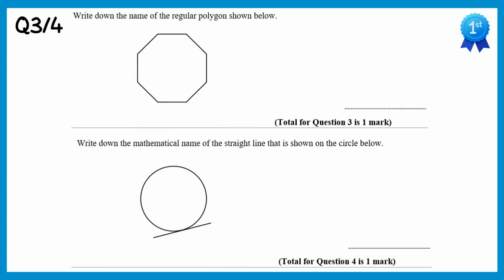An 8-sided shape is called an octagon, so this is a regular octagon. And a straight line that touches the outside of the circle in one place is known as a tangent.